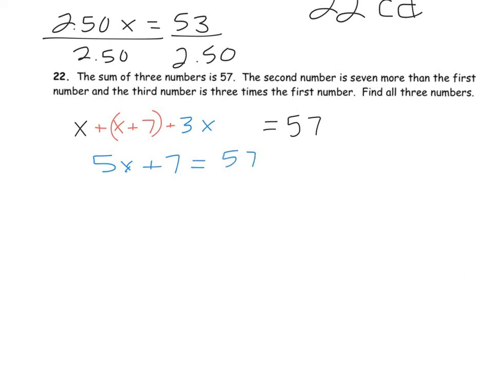Now I'm going to solve for x. So I'm going to minus 7 from both sides. That gives me 5x is equal to 50. Divide both sides by 5. I get x is equal to 10.